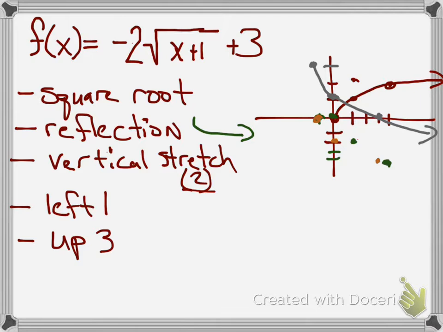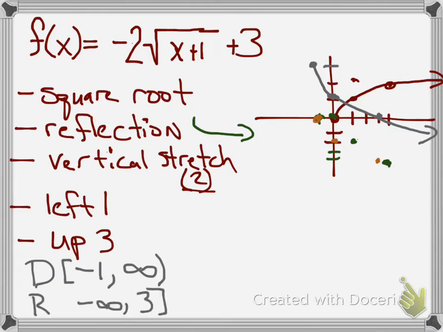Now let's look at the domain and range. The domain is now from -1 to positive infinity, and the range is from negative infinity to 3. So that's pretty much how those work. I will answer more questions about this.